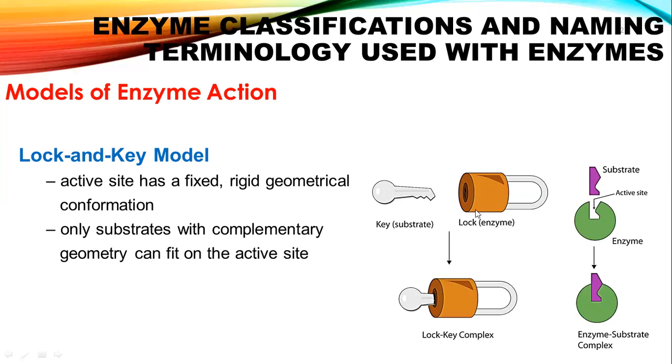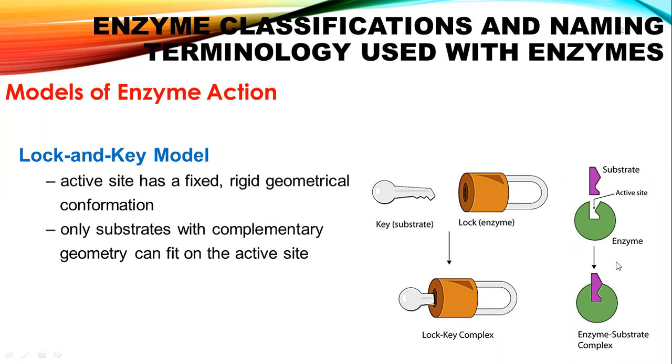We can consider the lock to be like our enzyme, and the substrate to be like our key, and they are very specifically made for each other. Then we can have the lock and key complex, and the key can open this particular lock. It's similar to the enzyme substrate complex. Once your enzyme is very specific to a particular substrate, they can bind, when the active site of the enzyme is very specific to that substrate.